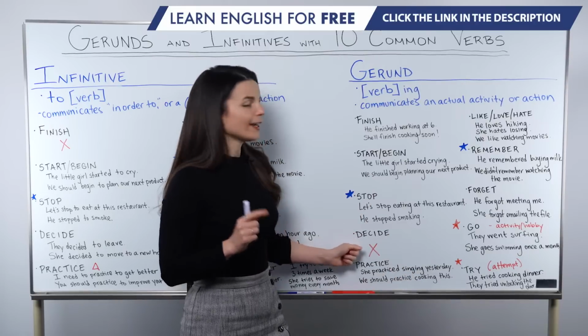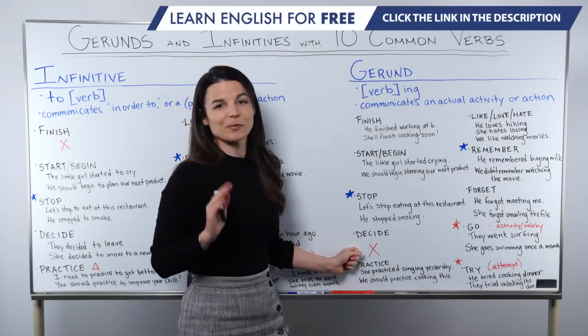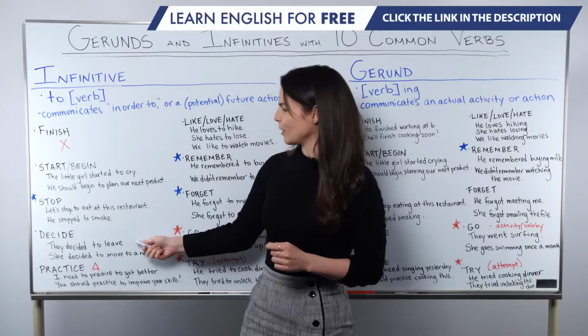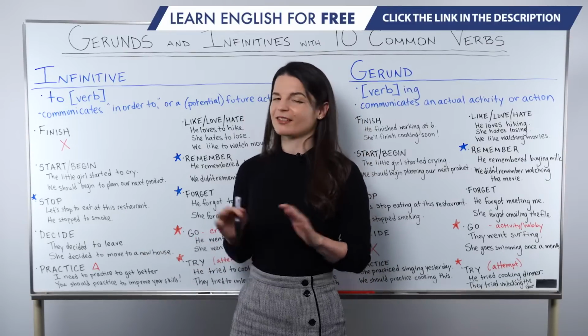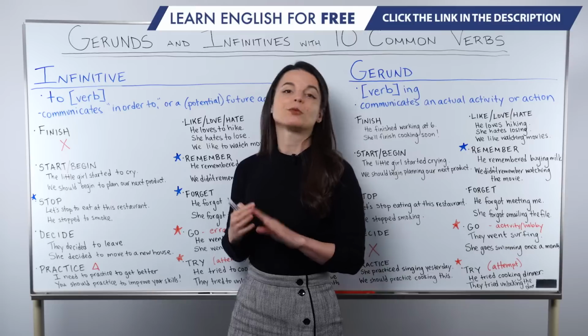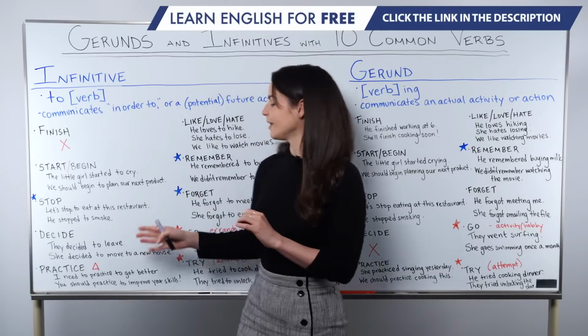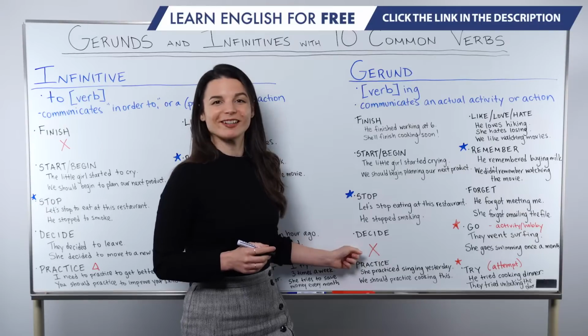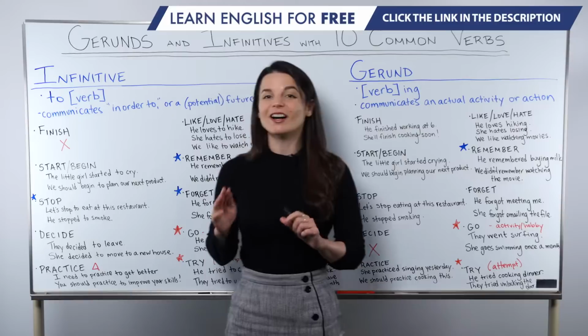Decide cannot be used with the gerund form. We cannot use the ing form after the verb decide. For example, they decided leaving is incorrect. Or she decided moving, also incorrect. We cannot use decide in the same way as we do with the infinitive form. So you don't have to worry about it here. Okay, great. Let's continue on to the next one.